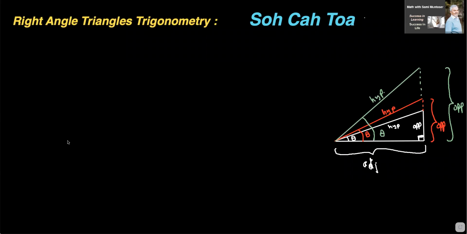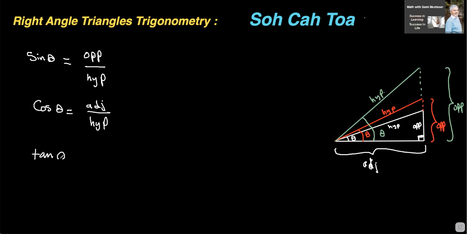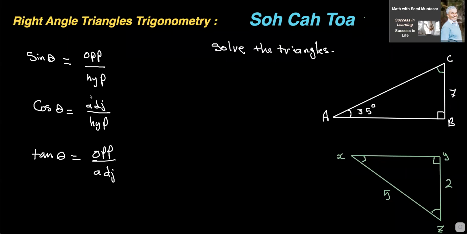The thing is, we learned about Soh Cah Toa. Theta is just a symbol that we use for angles. So sine theta equals opposite over hypotenuse. Cosine theta equals adjacent over hypotenuse. And tan theta equals opposite over adjacent. So here's some trig questions.